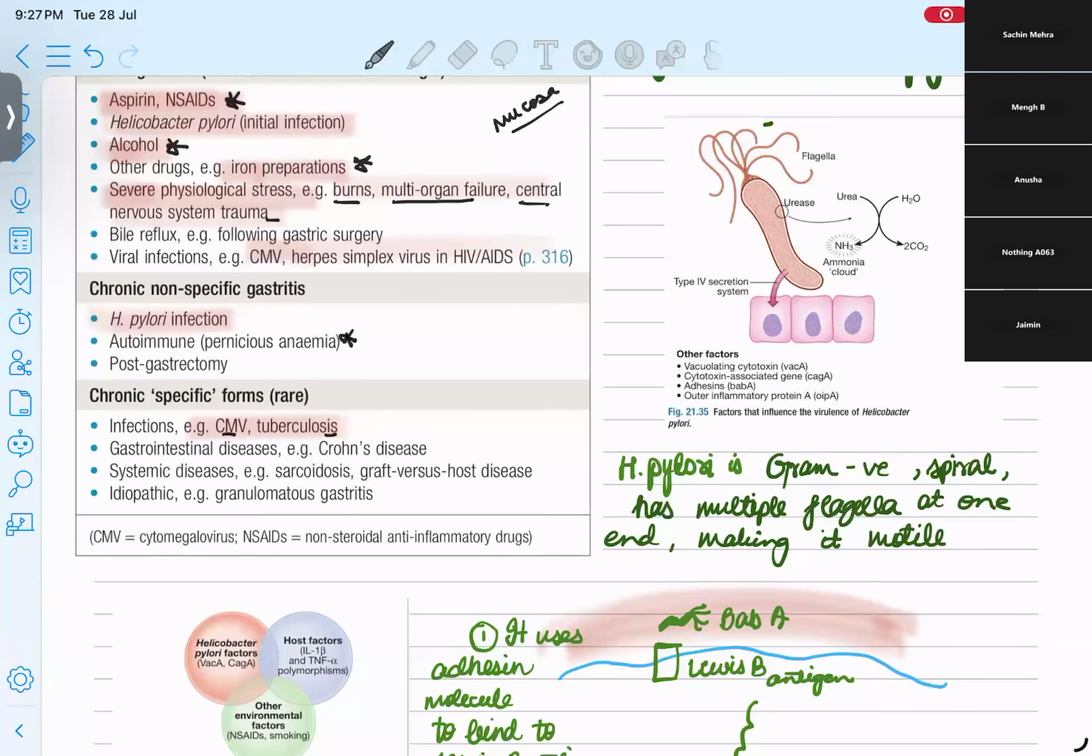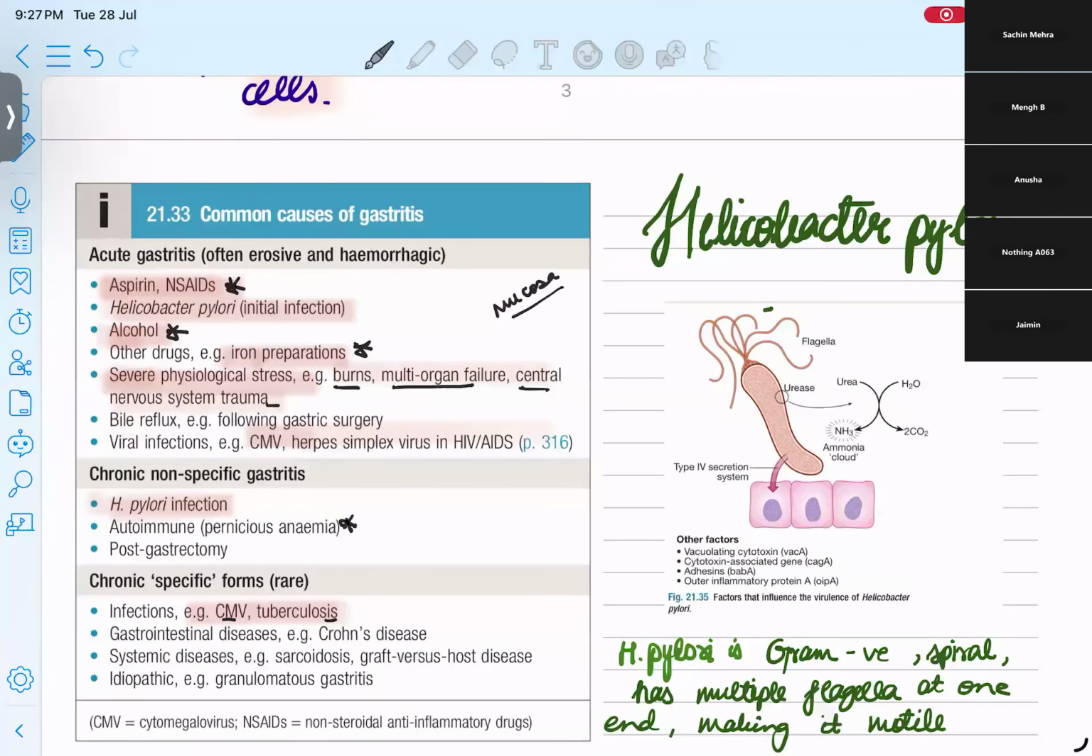Crohn's disease, which is also part of inflammatory bowel disease, and systemic diseases like sarcoidosis or graft versus host disease. Now coming to the important part of our today's discussion, Helicobacter pylori. Now this bacteria is quite amusing.